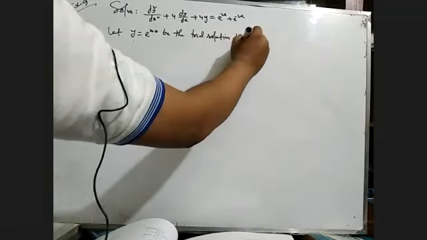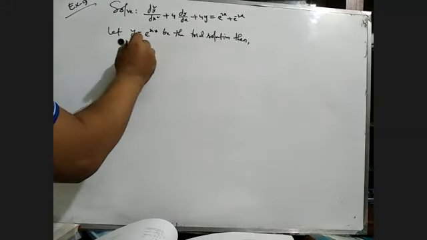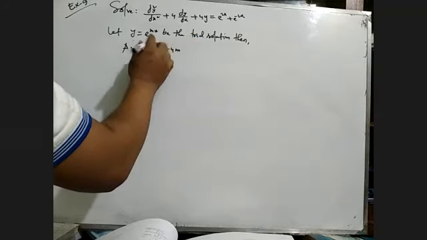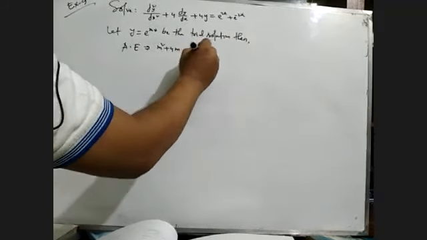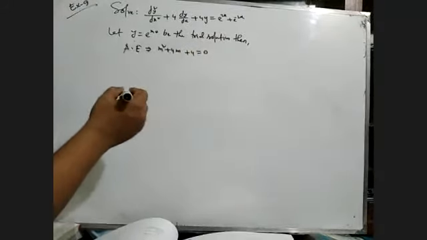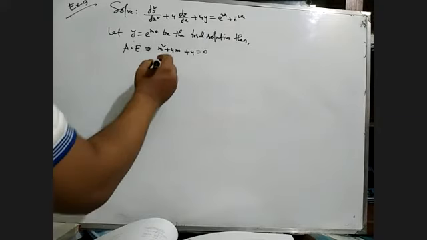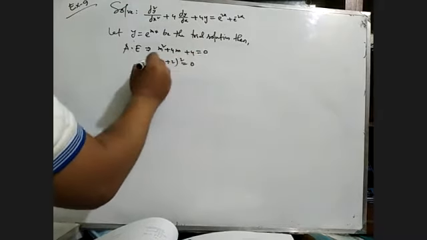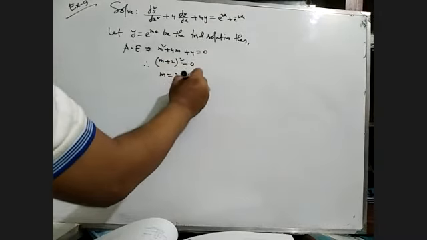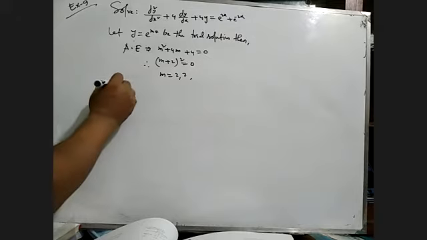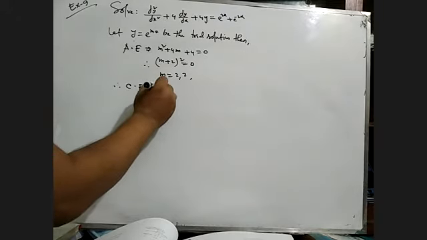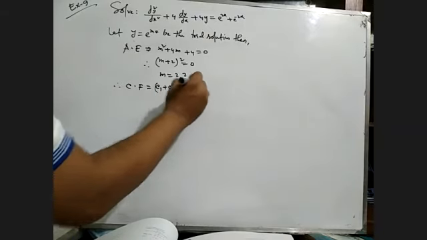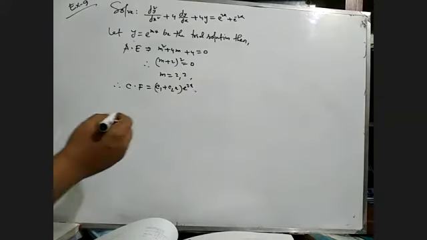Then the auxiliary equation. What will be the auxiliary equation? m square plus 4m plus 4 equals 0. After solving, actually these are repeated roots because (m+2) whole square equals 0. So m equals -2. That means repeated roots. Therefore, the complementary function equals (c1 + c2 x) times e to the power mx, meaning e to the power minus 2x. This is the complementary function.